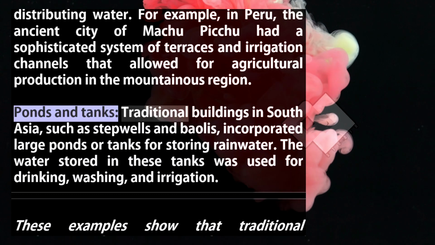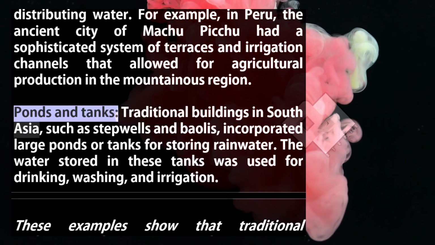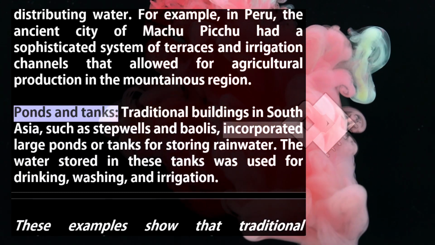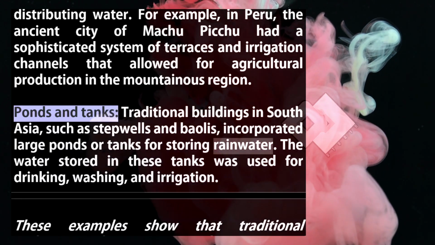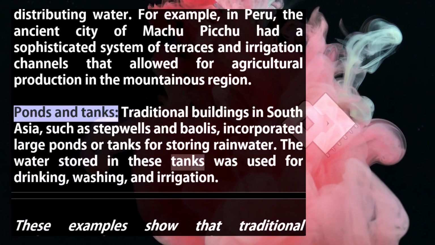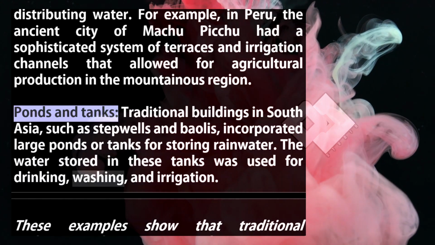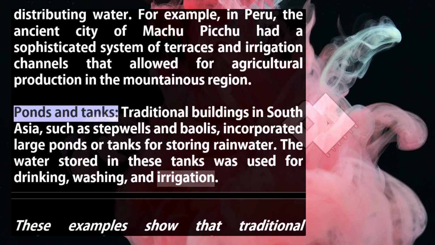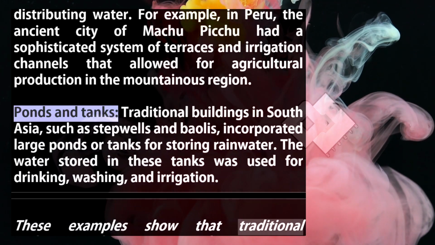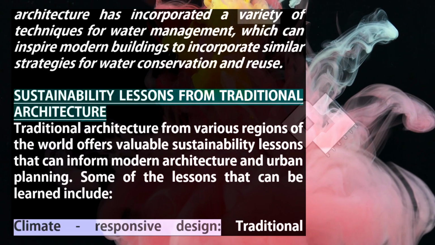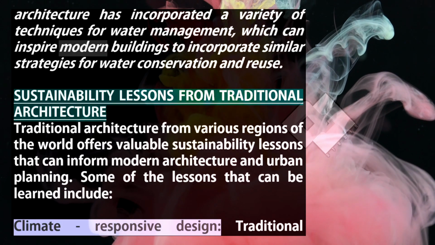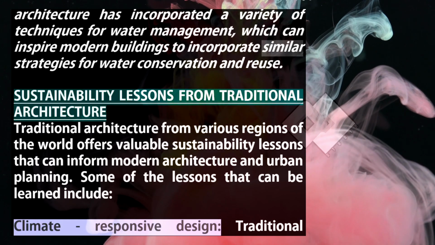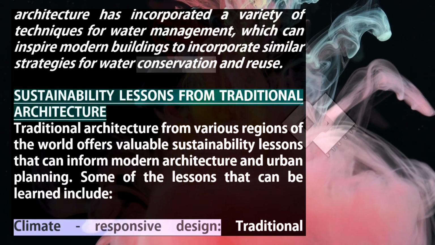Ponds and tanks. Traditional buildings in South Asia, such as stepwells and baolis, incorporated large ponds or tanks for storing rainwater. The water stored in these tanks was used for drinking, washing, and irrigation. These examples show that traditional architecture has incorporated a variety of techniques for water management, which can inspire modern buildings to incorporate similar strategies for water conservation and reuse.